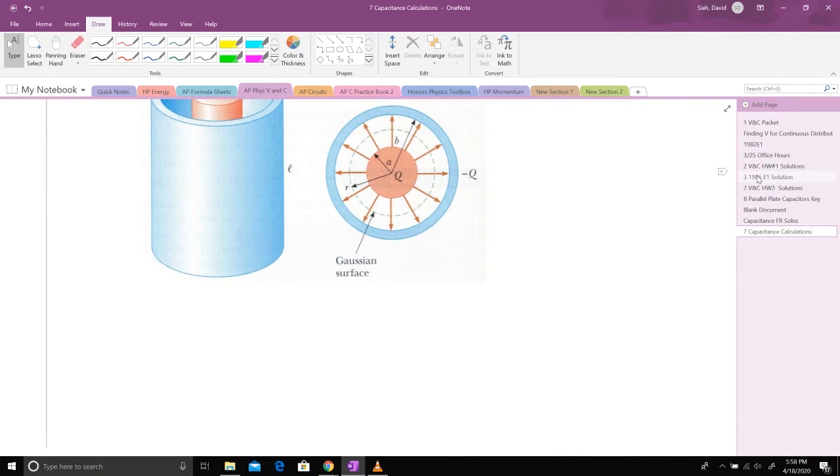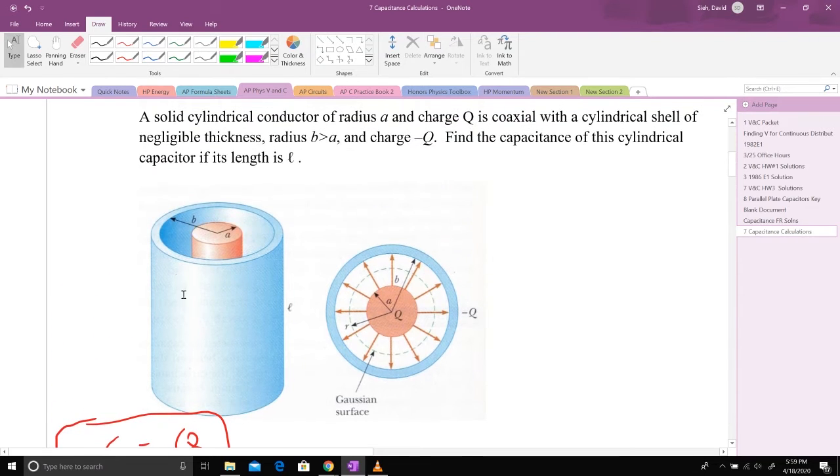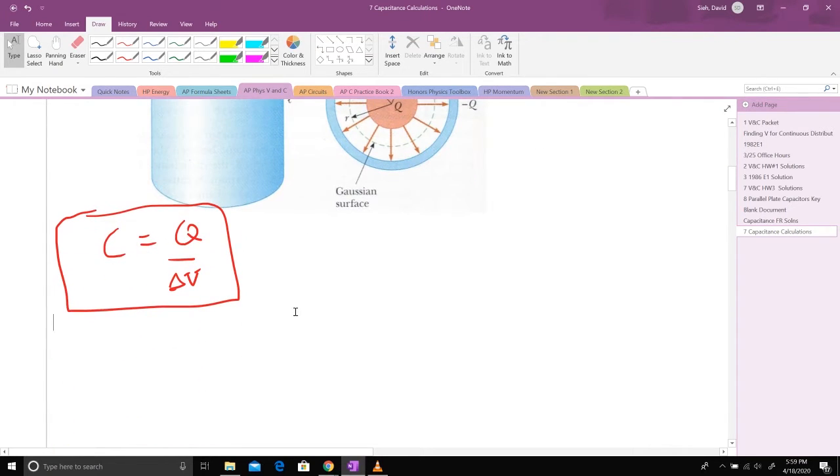The way we're going to do that is we're going to use the capacitance formula that says capacitance is going to be my charge per volt. Again, in the capacitance formula, that delta V is the change in potential from one side of the capacitor to the other. So in this case, that'll be the delta V from, say, the inner cylinder to the outer cylinder. That means that if I'm going to do this calculation, I'd have to figure out what the delta V is.